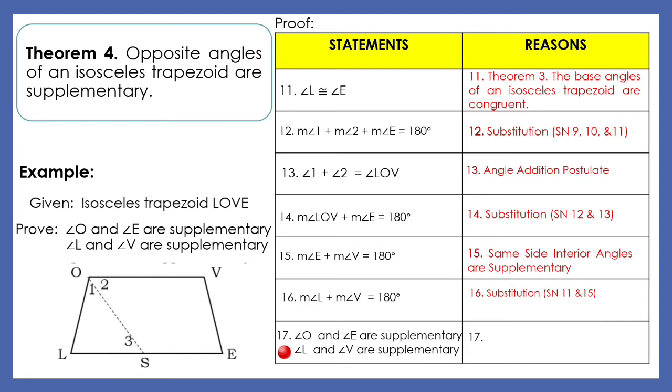And for our next statement, angle O and angle E are supplementary. Angle L and angle V are supplementary by the definition of supplementary angles. Two angles whose sum is equal to 180 degrees. Let's now apply this theorem in solving problems involving isosceles trapezoid.